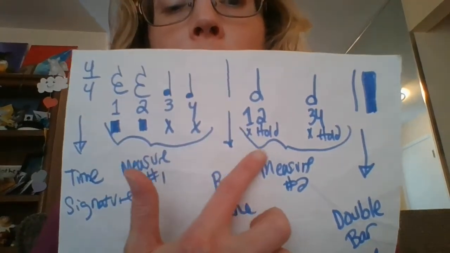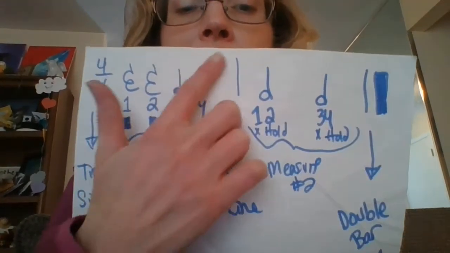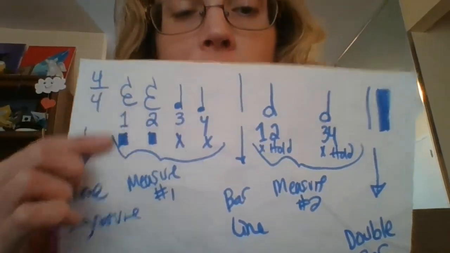1, 2, 3, 4. Then you have the double bar line at the end, the bar line here, the time signature here. So for my kids who are struggling a little bit, it looks like this. 1, 2, 3, 4. And you can go 1, 2, 3, 4 down the same arm if you want to, or you can go one down one arm and down the other arm.